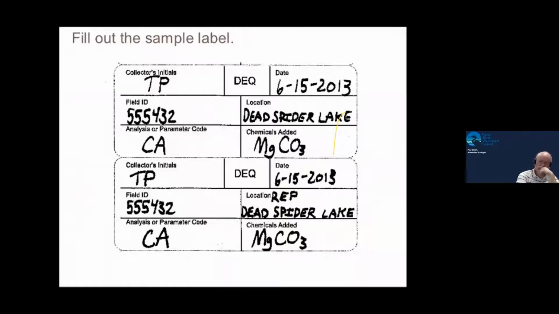In addition to the basic lake information, write CA in the parameter code box and write MgCO3, which stands for magnesium carbonate, into chemicals added. Remember, you added magnesium carbonate in an earlier step. On the label for your second sample, write REP next to the lake name. This is short for replicate.